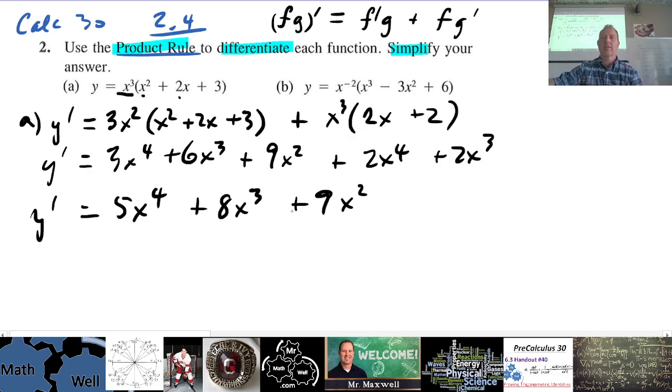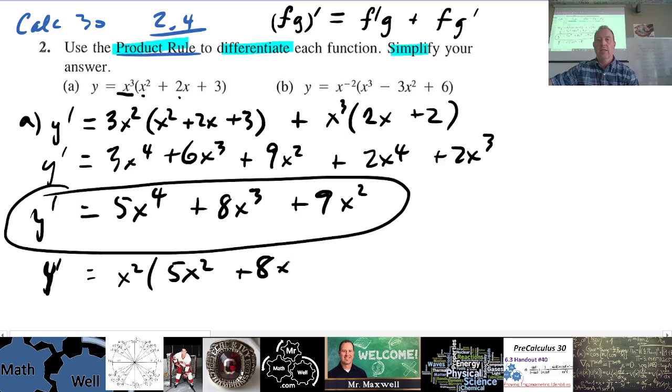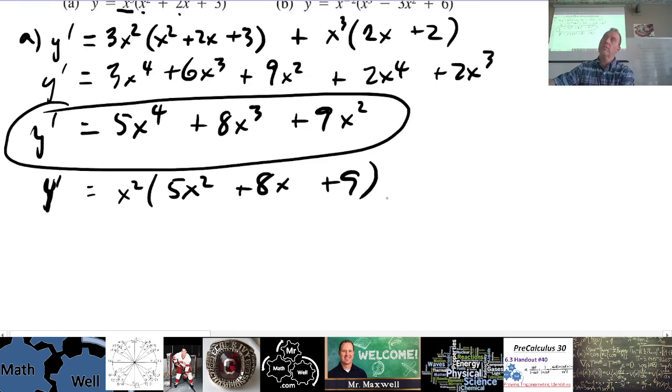You could factor your answer here, but you don't have to. The back of the book gives this as an answer, so that's totally fine. A simple factoring you could do here is take an x squared out: x squared times 5x squared plus 8x plus 9. So you could do that too, yeah. That's good too.